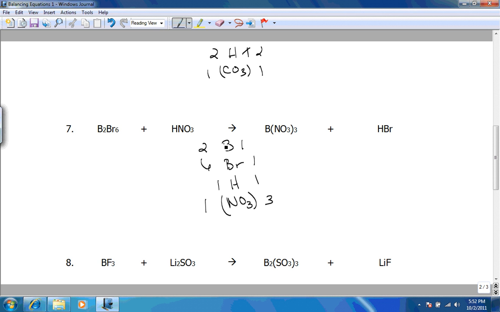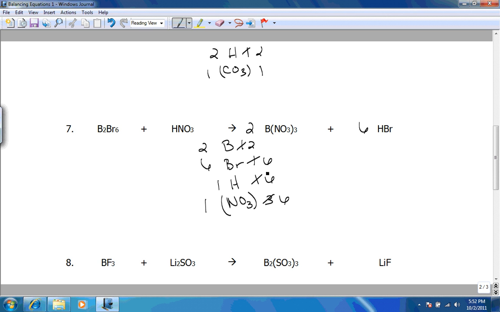We have boron, 2 on this side, 1 on this side, so we're going to multiply this whole thing by 2 on the right hand side. That means this nitrate gets changed too. Since we kept the nitrates together as a whole, and that's being multiplied by 3, we actually have 6 nitrates now. If we look at the bromines, we have 6 bromines over here, and only 1 over here. So we're going to multiply that by 6 in order to make that 6. That changed our hydrogens. We now have 6 hydrogens as well.